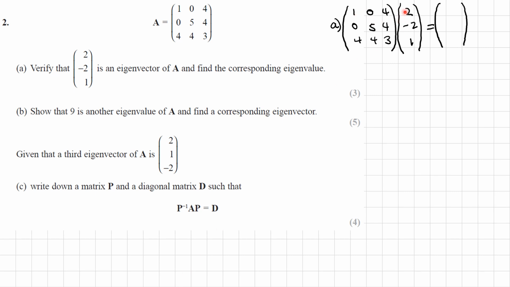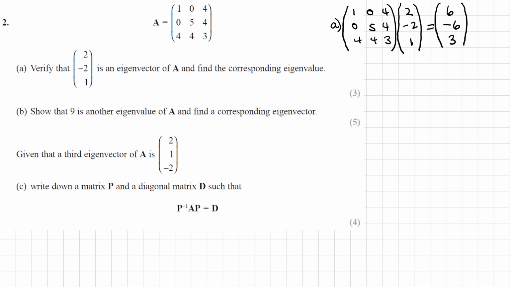So 1 times 2 plus 0 times minus 2 plus 4 times 1 gives you 2 plus 4, 6. The next element, 0 times 2 plus 5 times negative 2, that's negative 10, plus 4 times 1, so negative 10 plus 4 is minus 6. And then the bottom element, 4 times 2, which is 8, plus 4 times negative 2, that's minus 8, so we've got 0, plus 3 times 1, which is 3.